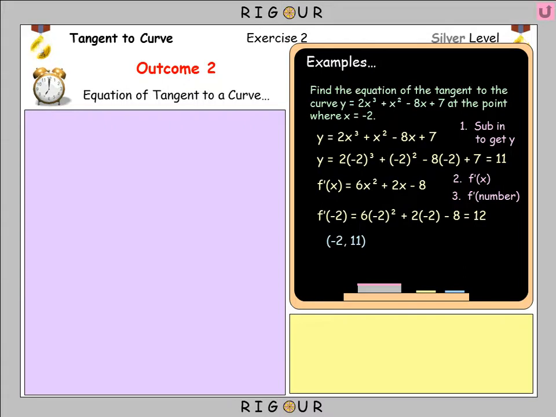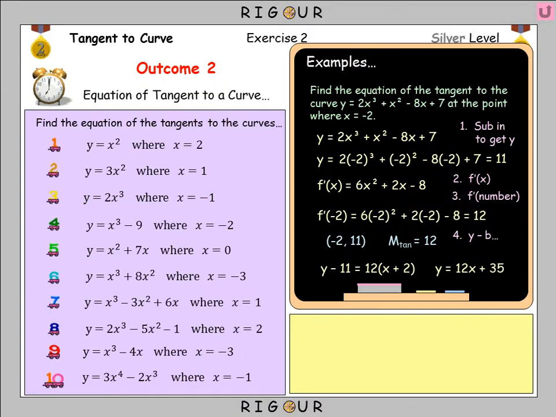Which means with a point of minus 2, 11, the gradient of the tangent is 12, which leaves us with step number 4, subbing this information into y minus b equals m(x minus a). So that gives us y minus 11 equals 12 bracket x plus 2. Careful for the double negative there. And if we multiply out the bracket and add 11 to both sides, that gives us a final answer of y equals 12x plus 35.